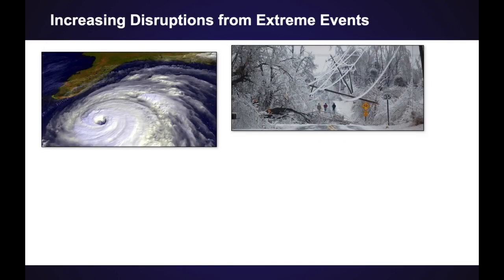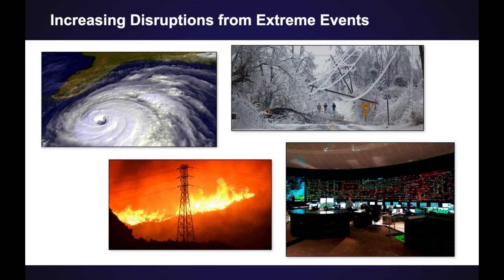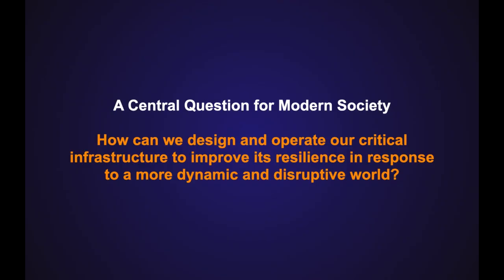Another big change are the increasing disruptions we have from extreme events like hurricanes or ice storms, which were common before, but maybe are increasing in frequency now. But we've also seen recently the effects of wildfires at different places throughout the world, and increasingly the threats from cyber attacks to critical infrastructure systems. So all of these changes kind of come together and add up to being a really big critical question for us as a society, which is how can we design and operate our critical infrastructure networks to improve their resilience in response to this more dynamic and disruptive world.